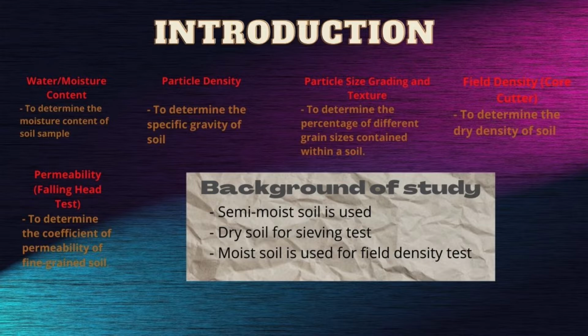The objective for the moisture content test is to determine the moisture content of soil sample. The objective for the particle density test is to determine the specific gravity of soil. The objective for the particle size grading and texture is to determine the percentage of different grain size contained within the soil. The objective for the field density test is to determine the dry density of soil. And the last one is for the permeability test. The objective is to determine the coefficient of permeability of fine grained soil.